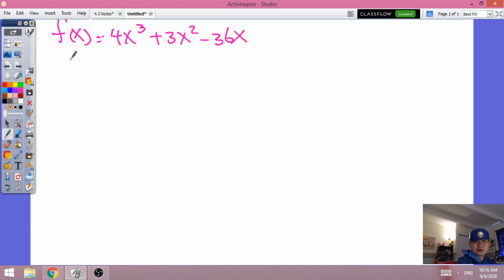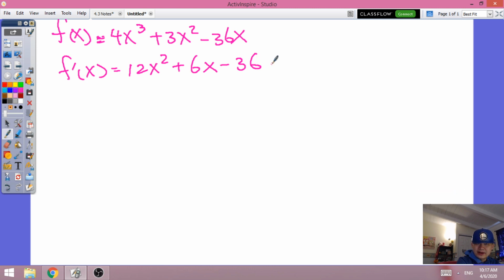The first thing you want to do is find the first derivative. Once you get the first derivative, you can find the local max or local min. The derivative of 4x to the power of 3 is 12x squared. The derivative of 3x squared is 6x. The derivative of negative 36x is minus 36.